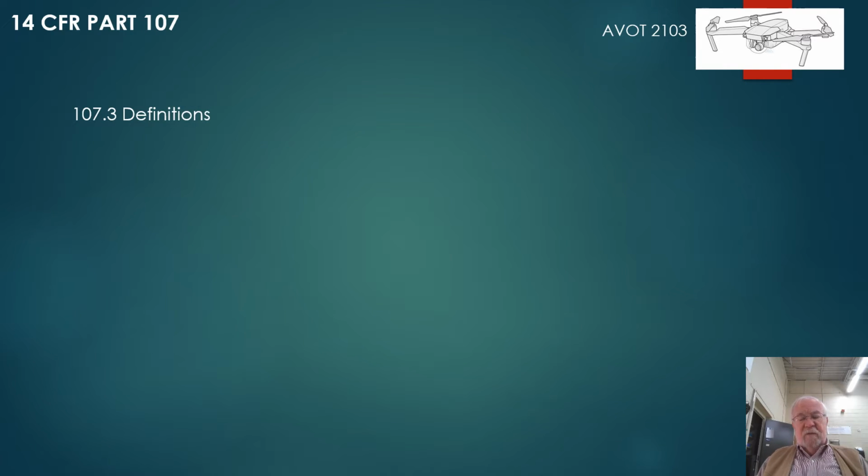So Part 107, it's 14 CFR Part 107. You see at the top it says 14 CFR Part 107. The way that the regulations work is they have a decimal point for the paragraph. So it's paragraph 3, definitions. Let's just run through the definitions because there will be questions on the various definitions. Control station just simply means the interface used by the remote pilot to control the flight path of the drone. Pretty simple. Corrective lenses simply mean spectacles or contact lenses.